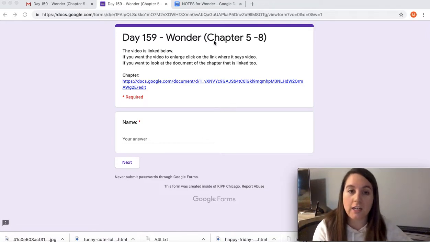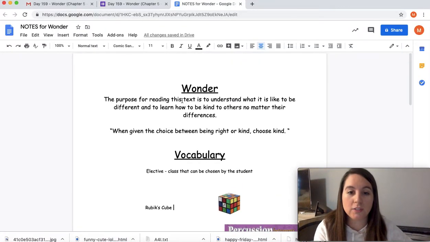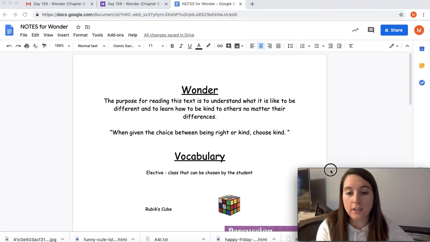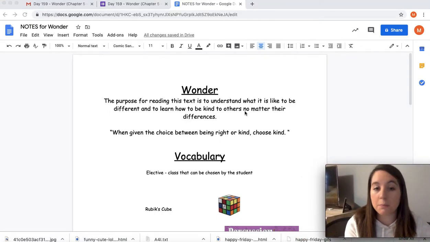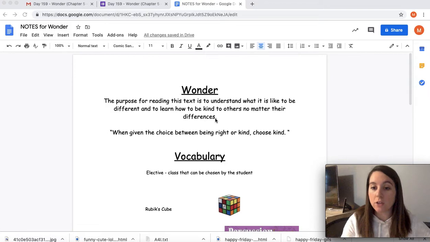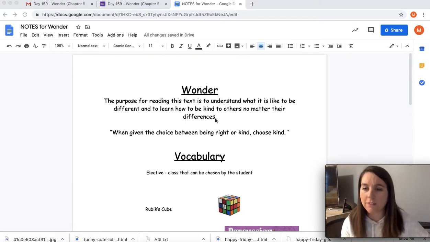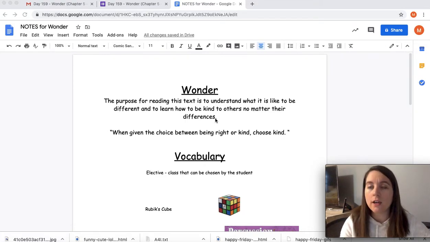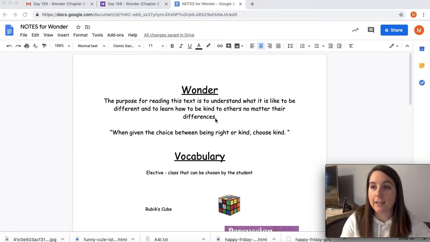Before we get started, I want to go over a few notes with you today. So if you look over here, you can see, again, the purpose of reading this text is to understand what it's like to be different and to learn how to be kind to others no matter their differences. Yesterday, we already started to learn how August is a little bit different from some of the students he's going to school with, and I want you to be thinking about that while you're reading, thinking about what that would feel like, and then thinking about how to be kind to people. So when given the choice of being right or kind, we choose kind.